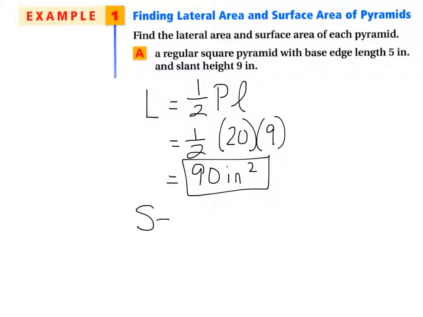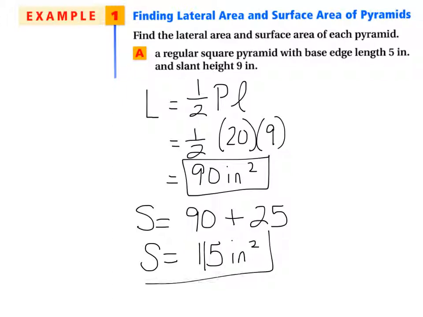The surface area is the lateral area, which is 90 square inches, plus the area of the base, which is 5 times 5, which is 25 square inches. So the surface area would be 115 square inches.